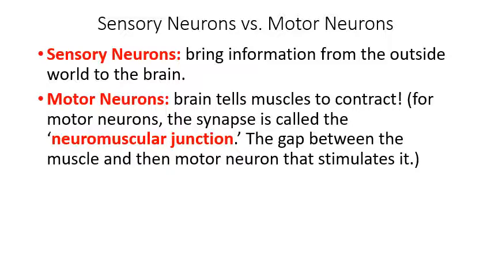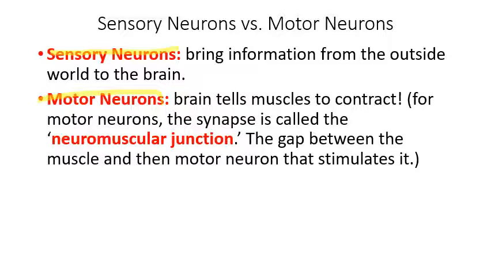All right, so we mentioned the fact that sensory neurons bring information from the outside world to the brain. Motor neurons, this is where the brain sends signals down the spinal cord, causing muscles to contract. What they do, in fact, is they spray acetylcholine onto a muscle, but they don't actually.